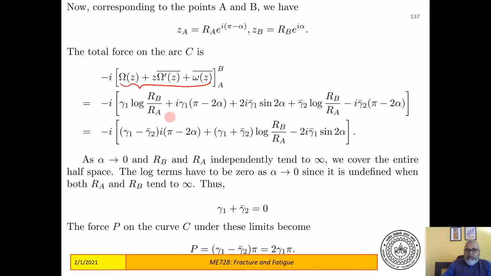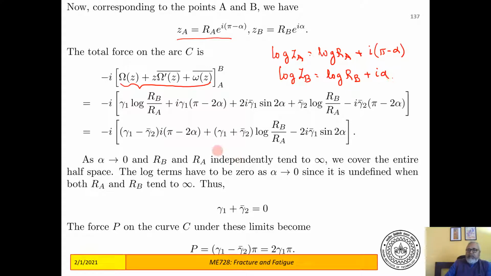So once you do that, this is what you will get. It's easy to do. You plug in this ZA into log, you calculate log ZA would be log RA plus i (pi minus alpha). Yeah, this is log ZA. Similarly, log ZB equal to log RB plus i alpha. So gamma 1 times log ZA would give you omega, and small omega would be given by log gamma 2. Doing that, plugging it into here, you get this expression. Figure it out.